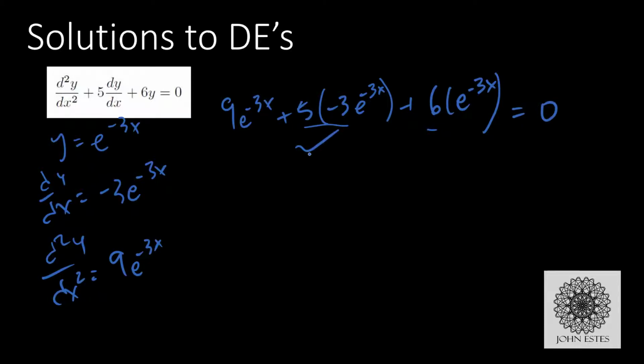So here we have a second solution. y equals e to the negative 3x is a solution. And on what interval? Well, again, just like e to the negative 2x, these functions will be continuous everywhere. So we can specify on negative infinity to positive infinity.